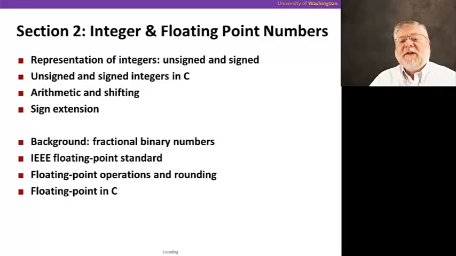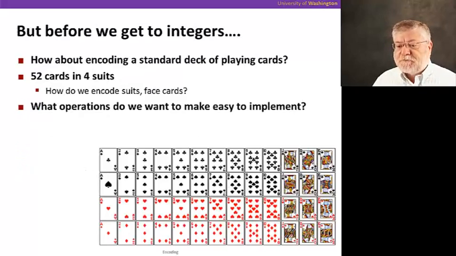And then we'll get into a little bit of detail on the IEEE floating point standard for floating point numbers and how we do floating point operations and the rounding that they entail, as well as look at floating point numbers in C. There's a lot more to floating point numbers, and we will leave a lot of those topics to the text to cover, but we will do some of the basics.